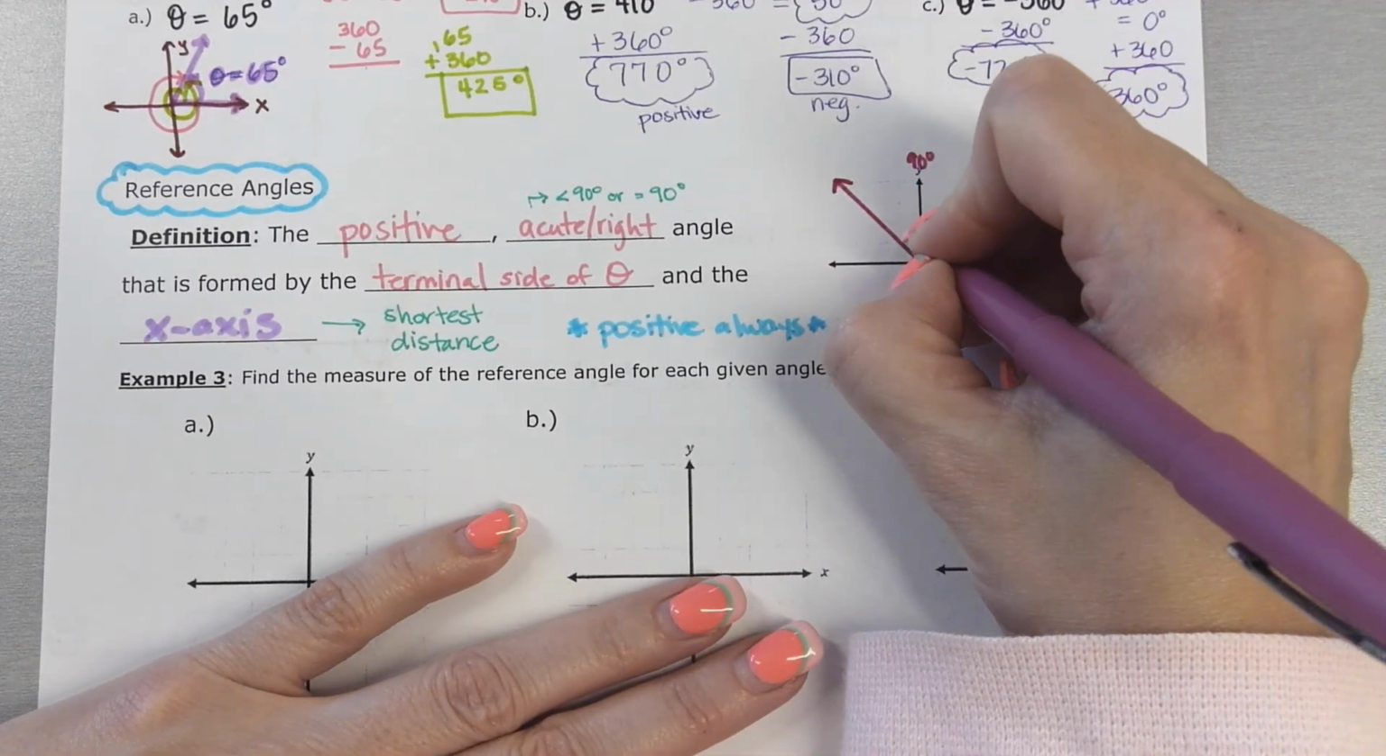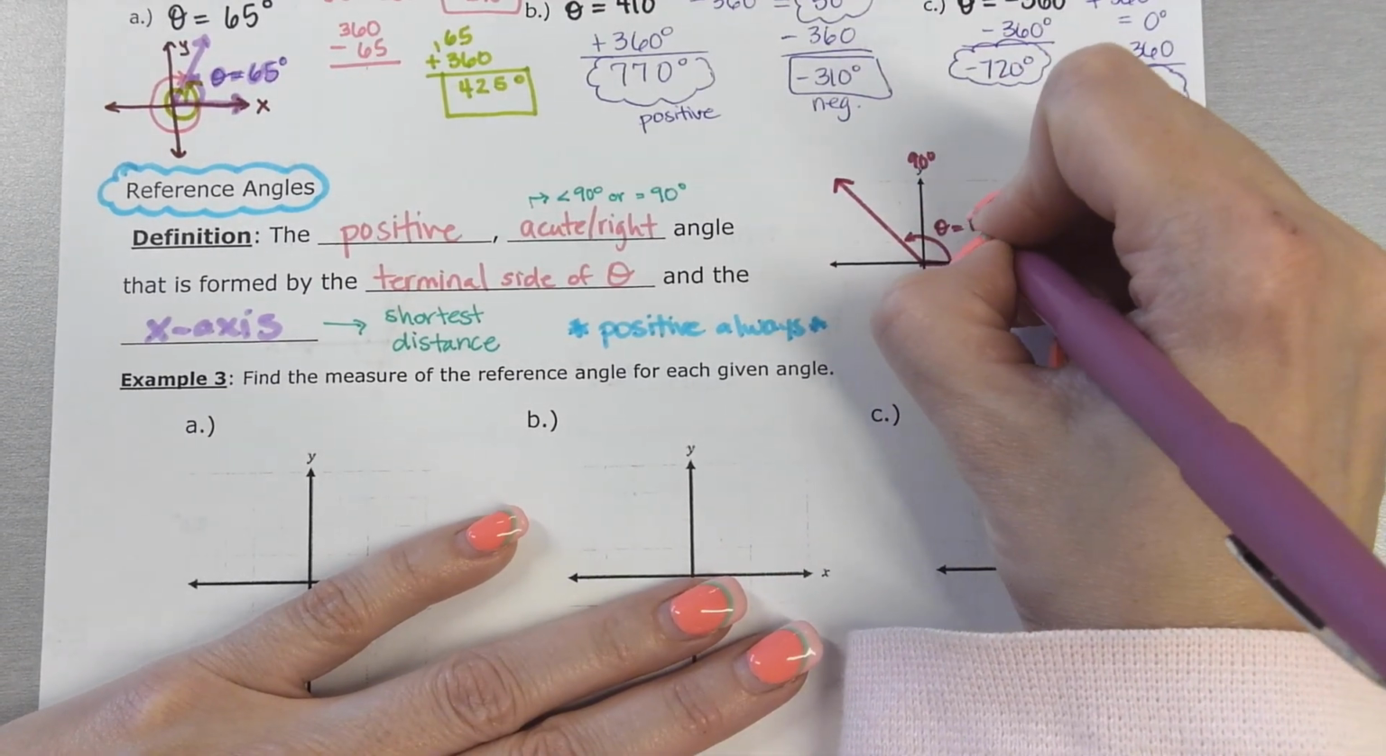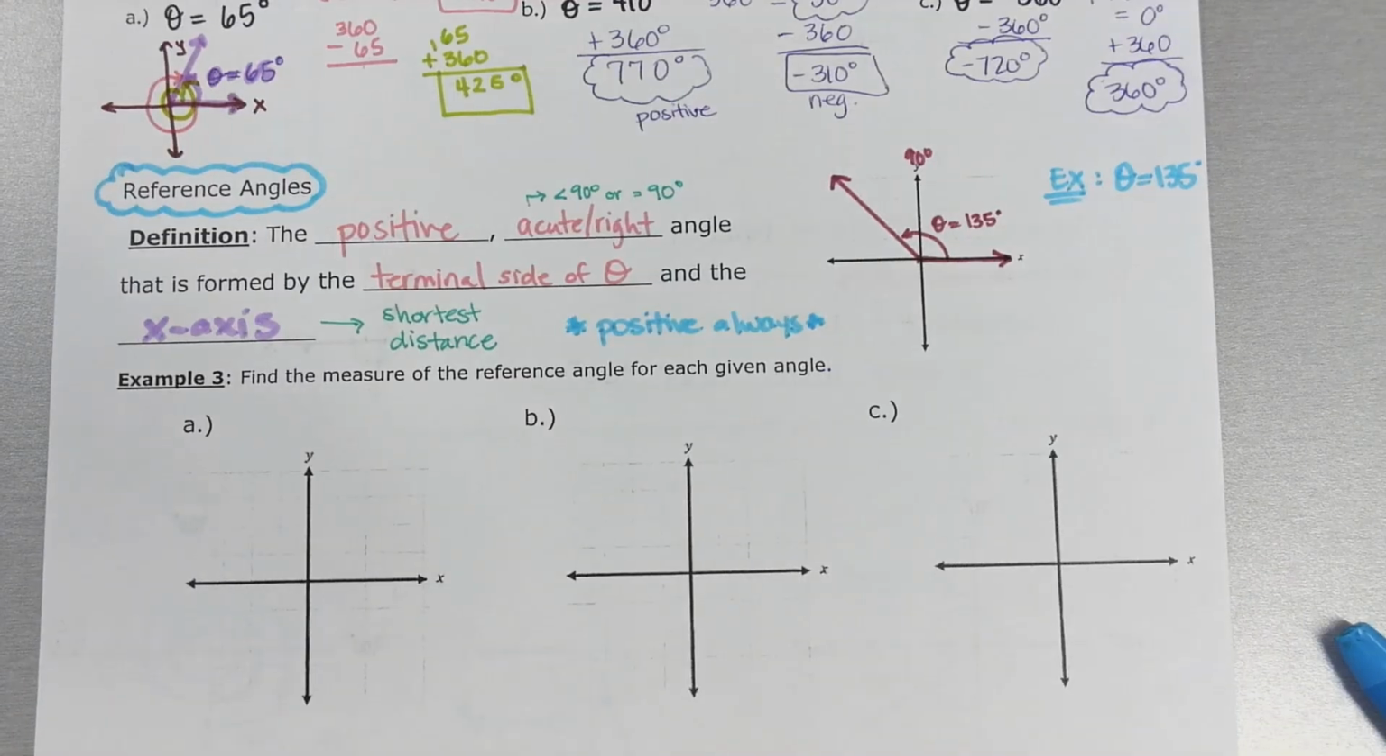Okay, so theta is 135 degrees. When you are determining what your reference angle is, it's the shortest distance to the x-axis. So you have two options. You can either go from the terminal side to the positive x-axis, or you can go from the terminal side to the negative x-axis. Which line is shorter, the red or the blue?